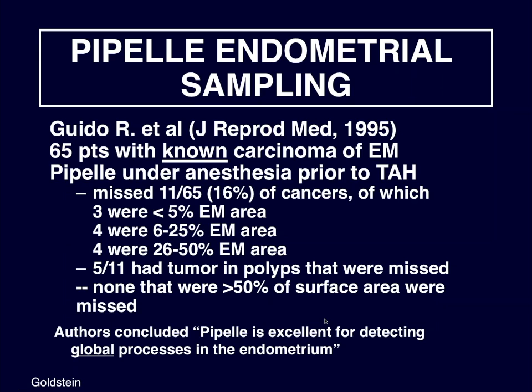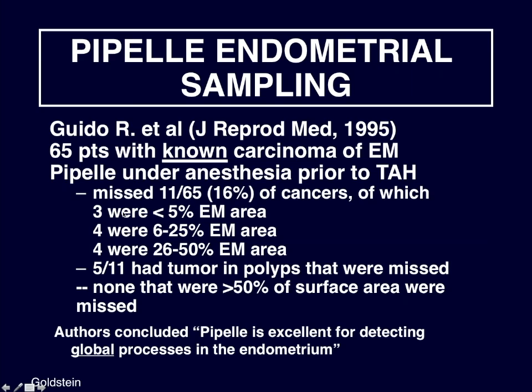This paper by Guido, though, is really important to review. Guido basically did the same thing that Stovall had done, except he took 65 patients, not 40, with known carcinoma of the endometrium. He did his Pipelle under anesthesia prior to the hysterectomy. They missed 11 out of 65 cancers. That's 16%. But he did us the favor of opening the uterus.